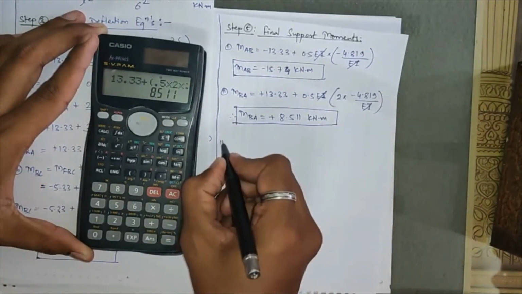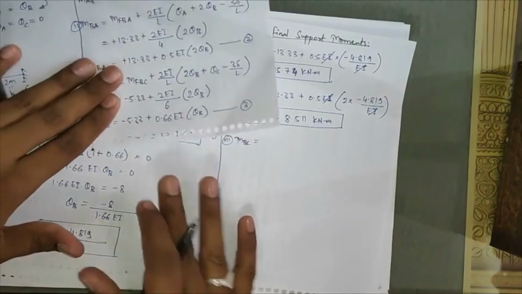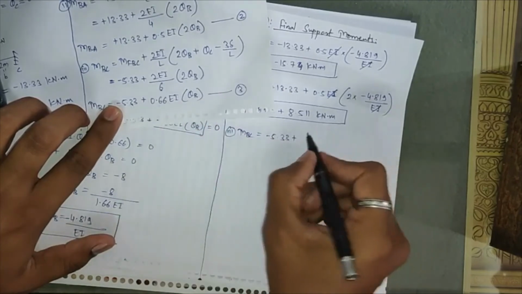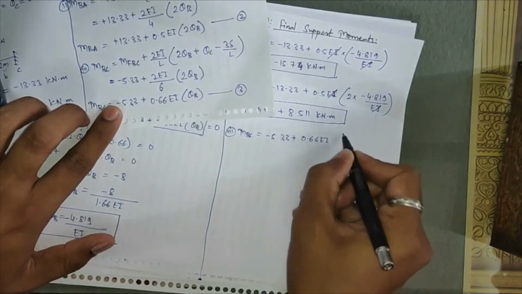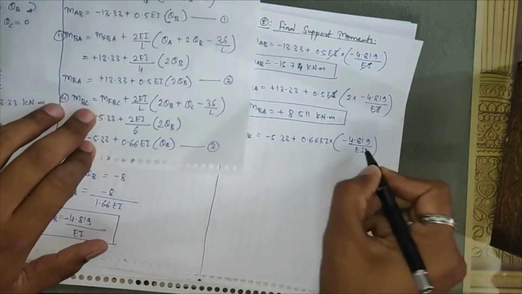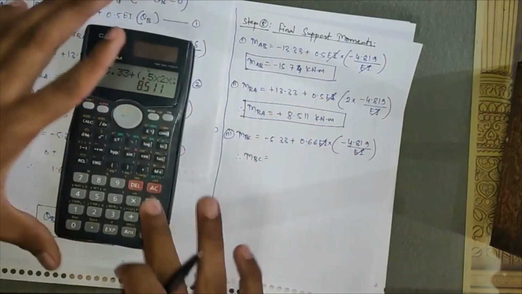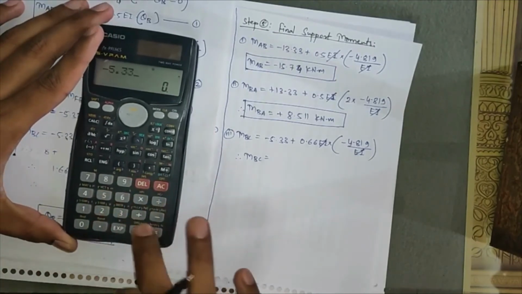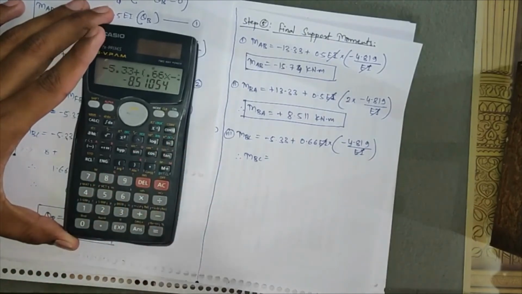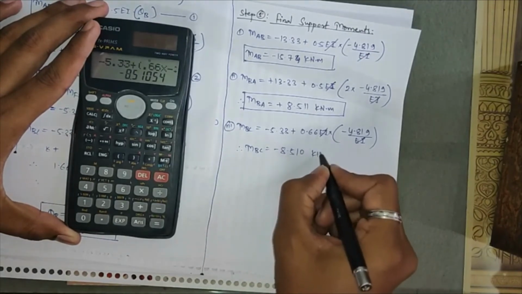Then the third value, that is MBC. In the MBC equation we have minus 5.33 plus 0.66 EI into theta B, that is minus 4.819 divided by EI. EI will get cancelled again, so MBC I will calculate here: minus 5.33 plus 0.66 into minus 4.819. That comes to minus 8.510 kilonewton meter.